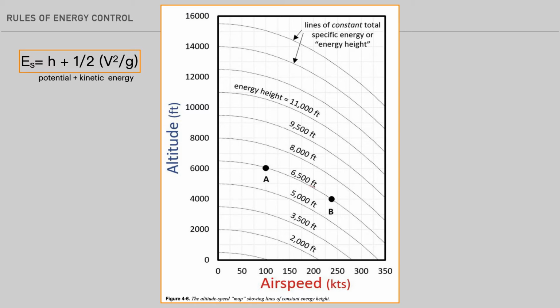For instance, at the energy height line of 11,000 feet, the airplane could theoretically reach a speed of 350 knots at an altitude of roughly 5,800 feet. Conversely, the maximum height it could attain would be 11,000 feet with zero airspeed. In reality, the airplane would stall before. Nevertheless, the altitude airspeed map is useful in understanding how the two are interrelated. However, in order to cross to a higher energy height line, power must be added, and to move to a lower height line, the total energy must be decreased.